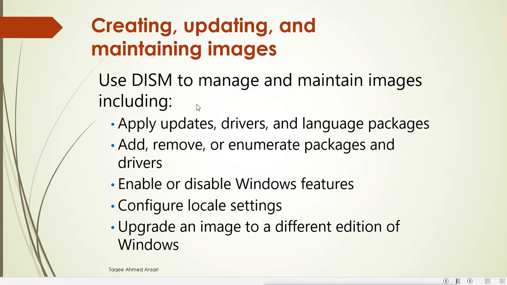What can we do? We can apply updates. We can install drivers directly. We can install language packages. We can add, remove or enumerate packages and drivers. We can enable or disable Windows features also. We can configure the local settings. We can upgrade an image to a different edition of Windows. So these are the servicing things we can do on the images. And then we can use the image to deploy through Deployment Services or Windows ADK also.